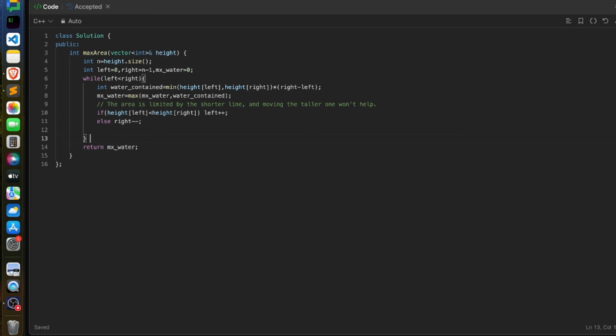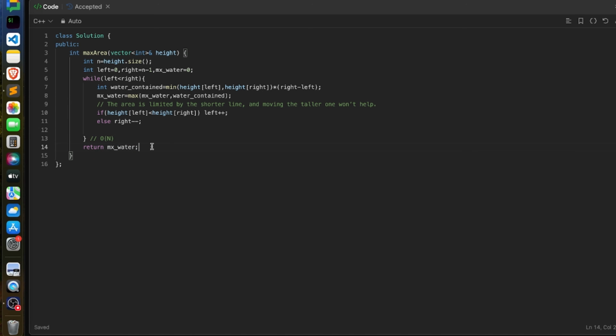So the complexity here is order of n, because we are having one while loop, where you have two pointers, and in every step you are either moving the left pointer or the right pointer, right? So your length decrements by one in every step. So this loop would last only n number of times, right? And at the end, return your max water.